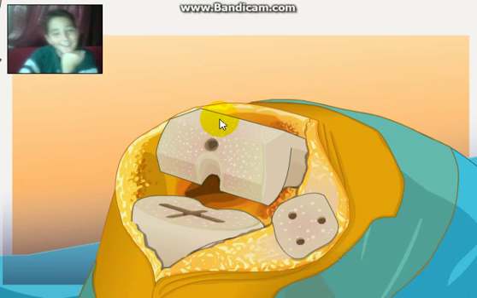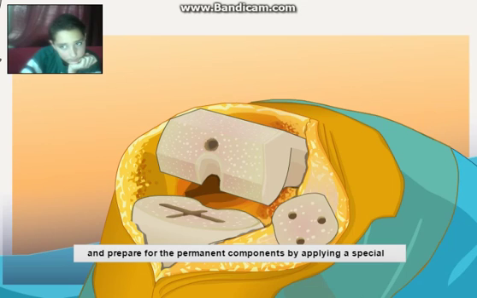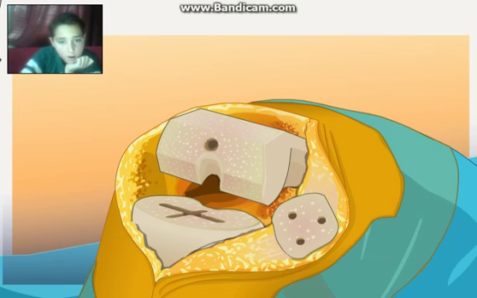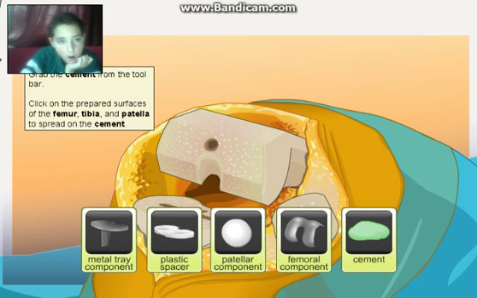Now let's remove them and prepare for the permanent components by applying a special cement compound that binds metal and plastic to bone. The scrub technician has mixed up a batch of cement for you to use.